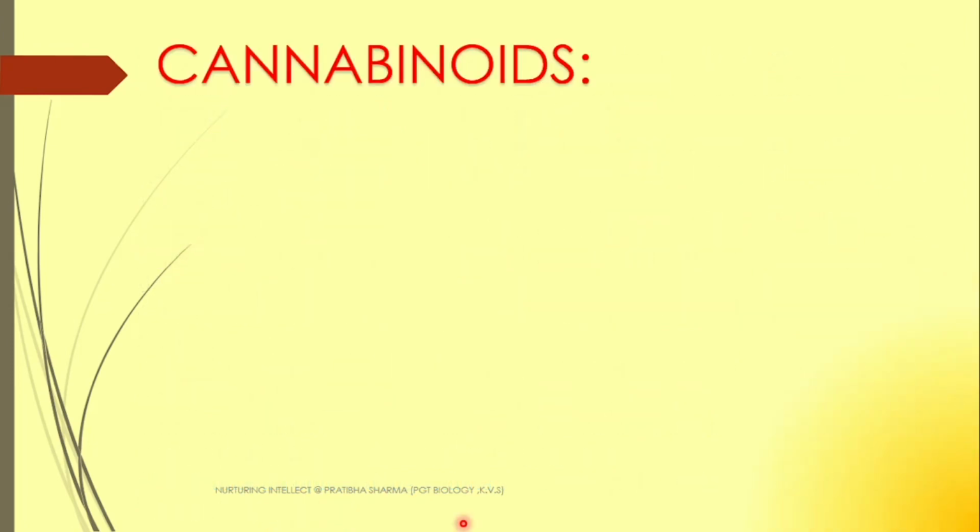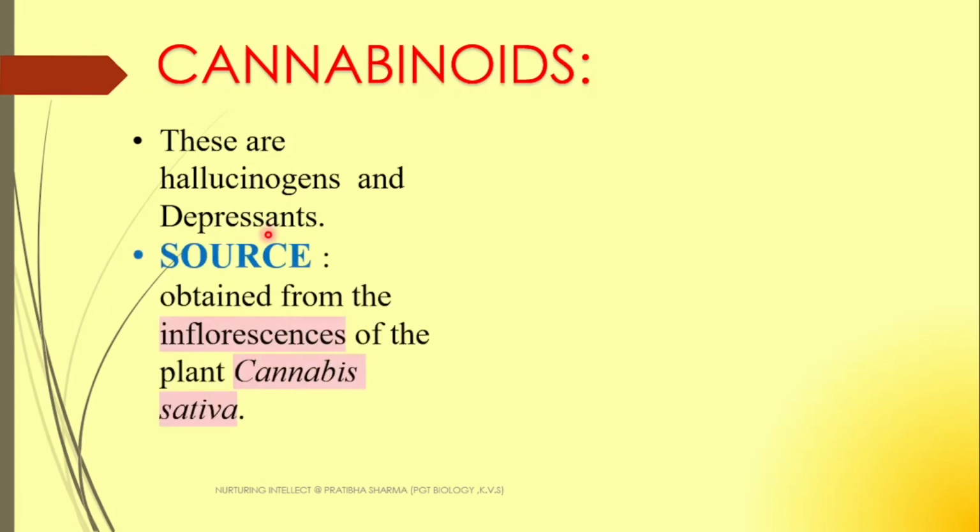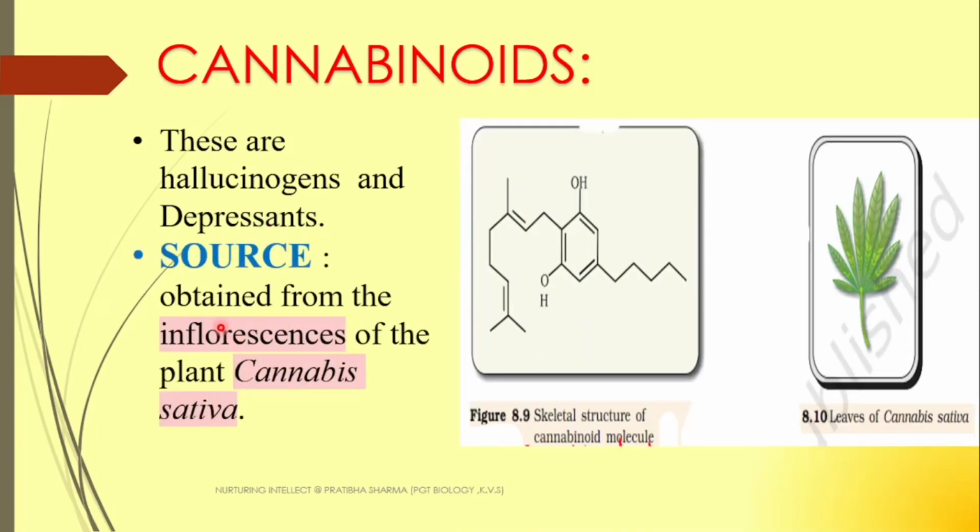Next category of drugs is cannabinoids. These have a hallucinogenic effect and are depressants. The source of cannabinoids is the plant Cannabis sativa.